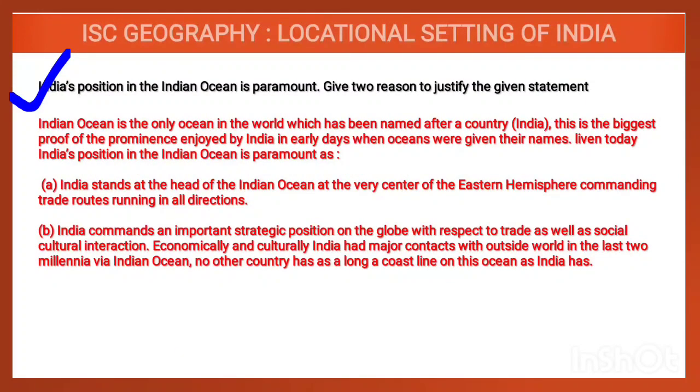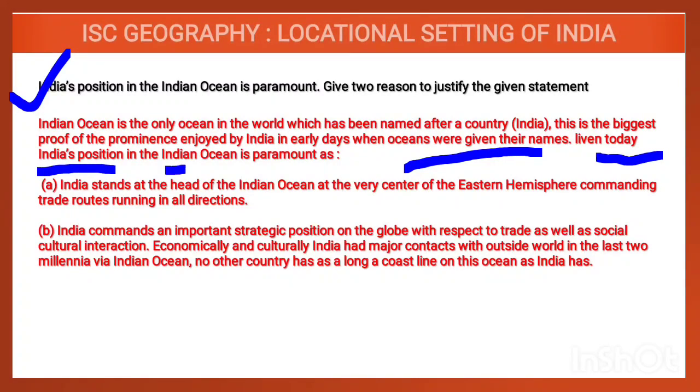Next question. India's position in the Indian Ocean is paramount. Give two reasons to justify the given statement. What will be the answer? The answer: the Indian Ocean is the only ocean in the world which has been named after a country, like India. And this is the biggest proof of the prominence enjoyed by India in early days when oceans were given their names.